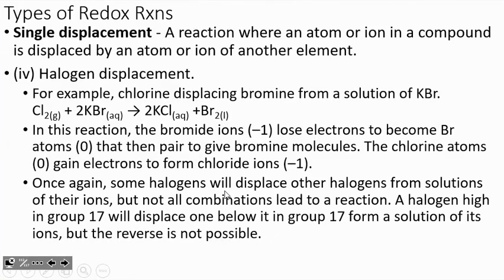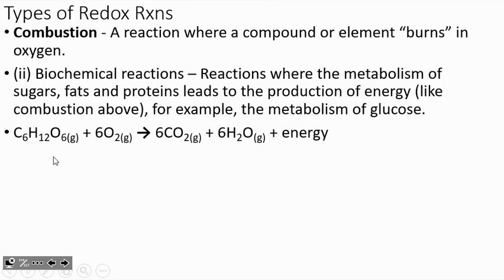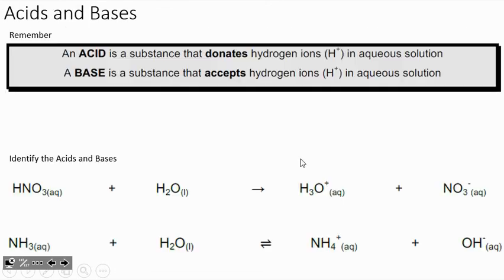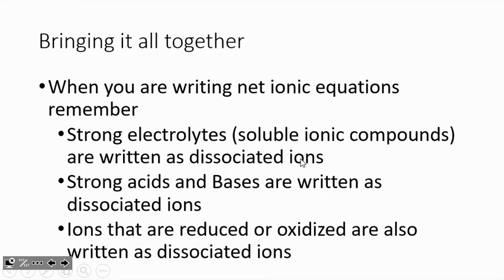Again, there's different types of redox reactions. We can have single displacement, and you can see that happening here with the halogen being replaced. We can have a combustion reaction where we're burning in the presence of oxygen. Other combustion reactions here. And then we talked about acids and bases earlier, where we had proton donors and acceptors. So if we go back and revisit our net ionic equations, we need to kind of bring together some rules now that we understand redox reactions.